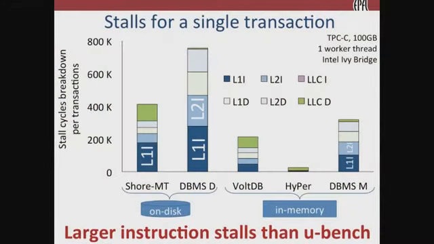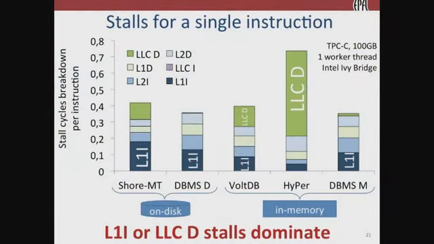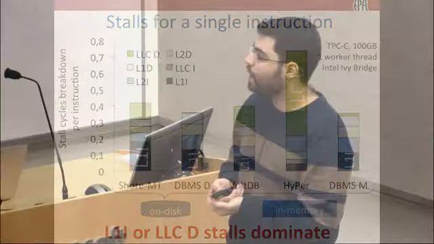Again, number of stalls per transaction for different systems. Here we observe that again, main memory systems have a significantly lower number of stalls per transaction. Hyper has the lowest among the others, showing that it's the highest performant. And when we zoom inside the transaction and look at stall cycles breakdown per instruction, we observe similar trends with the micro benchmark.